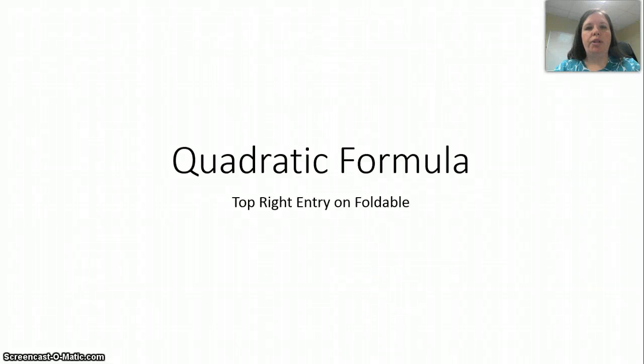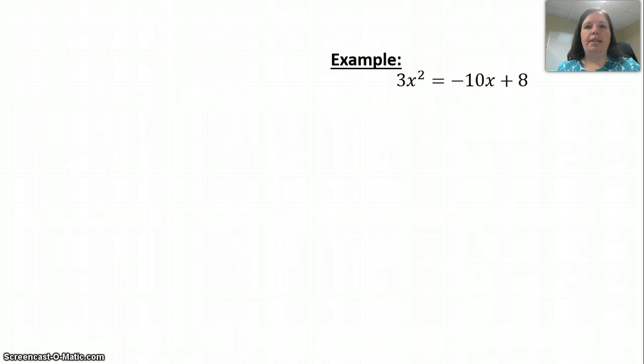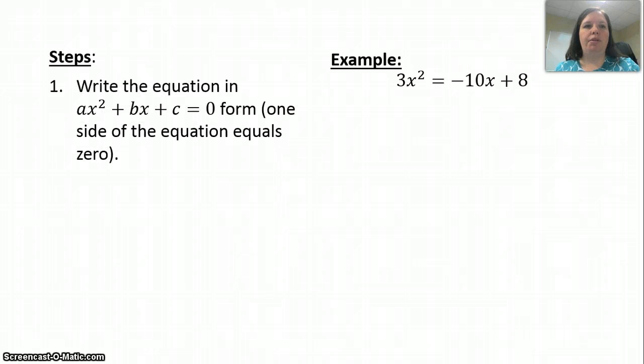Alright, so on to quadratic formula, which should be on the top right entry in your foldable. So this is the example I'm going to work through using quadratic formula, and you'll have a separate one to complete. So on the flap, underneath the flap for your steps, first step is write the equation, kind of the same as factoring. You want to get one side of the equation equal to 0.